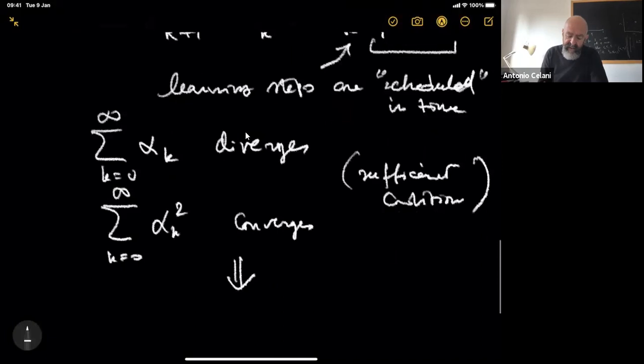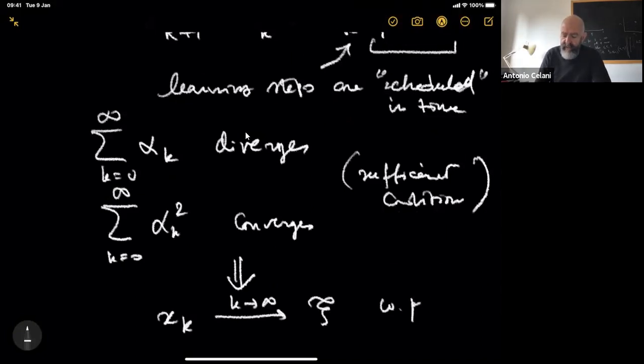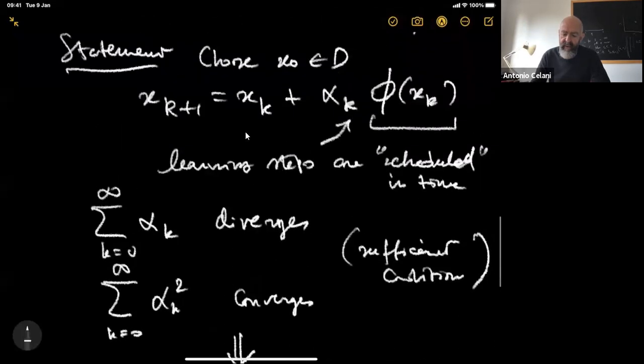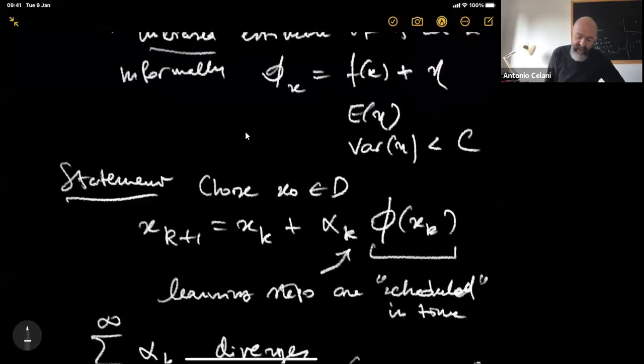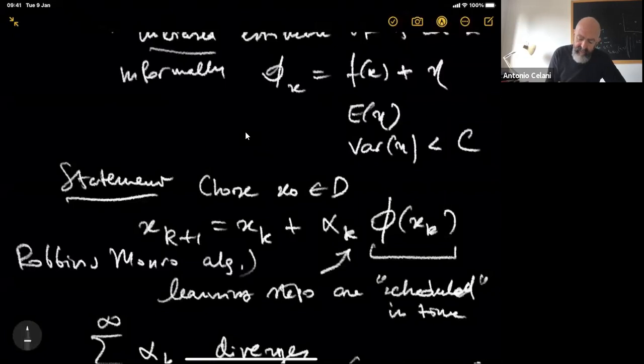This implies that my sequence of points x_k, for k tending to infinity, converges to psi, my zero, with probability 1. Okay, so that's the mathematical statement of stochastic approximation. You have an algorithm, which, by the way, is called the Robbins-Monro algorithm. These are two persons, Robbins and Monro. And the paper is from 1951.